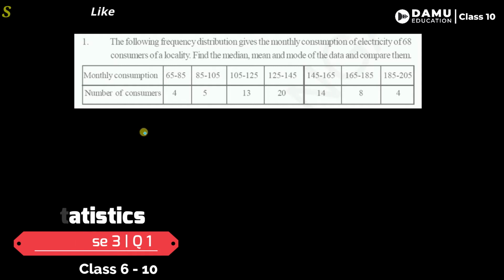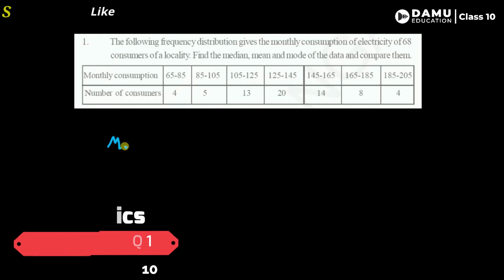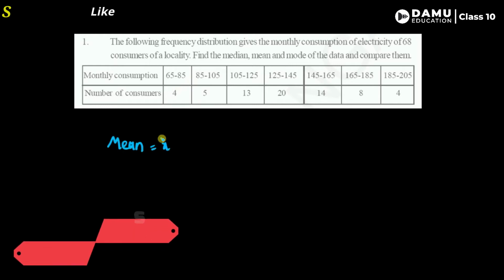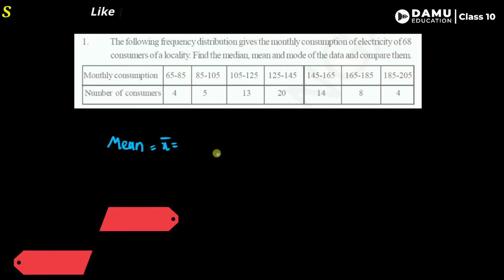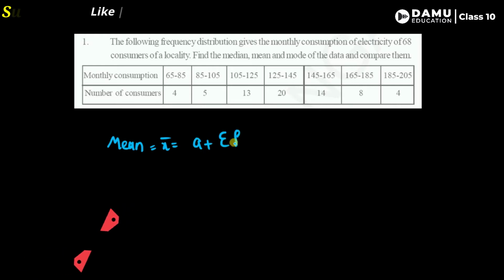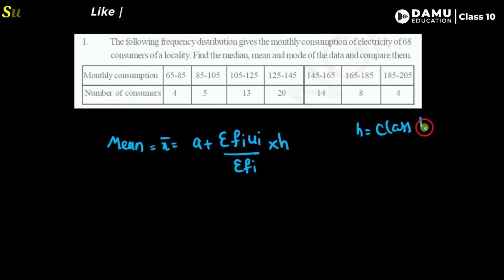So first, we are going to calculate the mean. What is the formula of mean? Mean will be equal to x bar. We are going to take this in the step deviation method, that is, assumed mean plus summation of fi ui by summation of fi into h. So what is the h here? The class length.